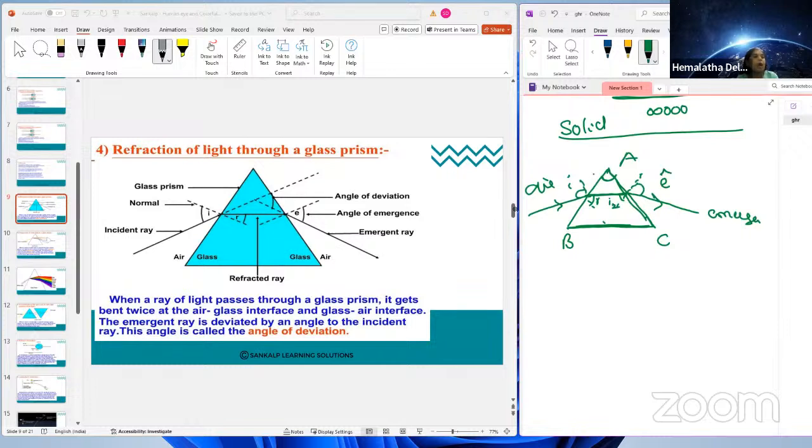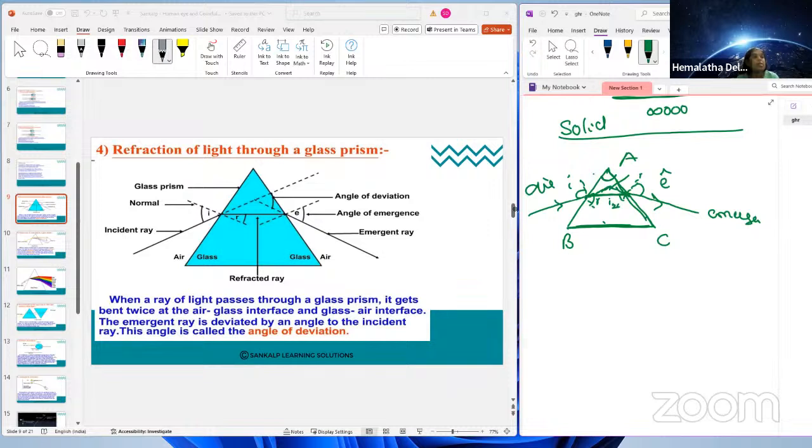Now what happens if you extend the emergent ray and the incident ray like this? They will meet somewhere here, correct or not? This is known as the angle of deviation. This is a big angle. Without the prism, light might have traveled in a straight line, but due to the prism it has bent. That amount of bending is known as the angle of deviation.